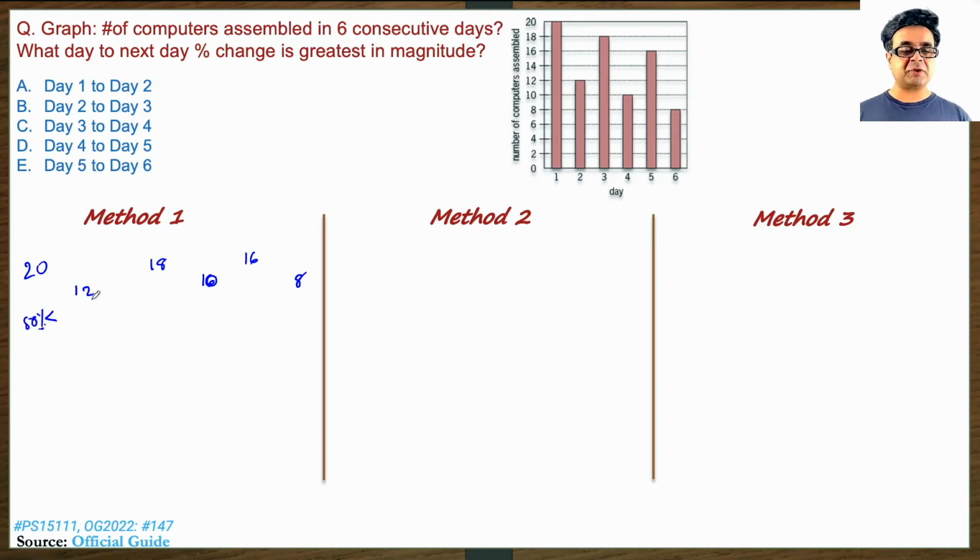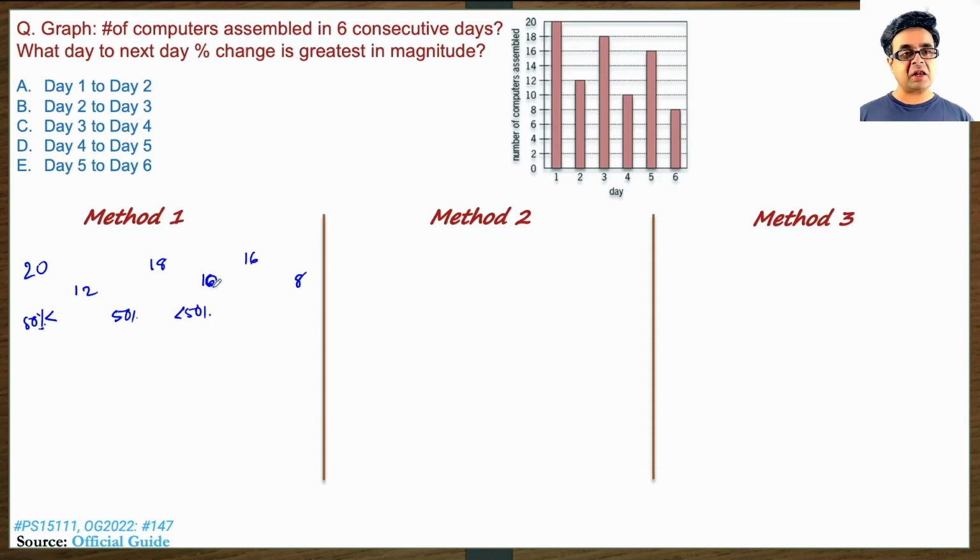Now the 50% value of 12 is 6. So 12 plus 6 is 18. So this change is exactly 50%. Going from 18 to 10, the 50% of 18 is 9. This is actually 10. So the change is slightly less than 50%, otherwise it would have gone all the way to 9. So again I write less than 50%.